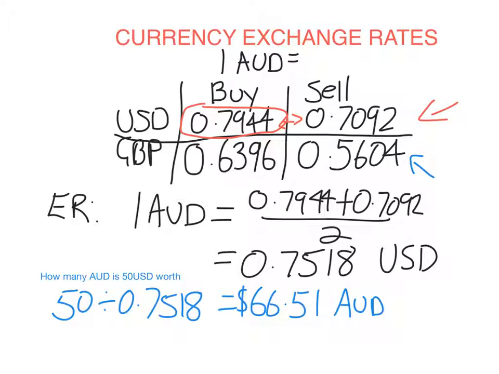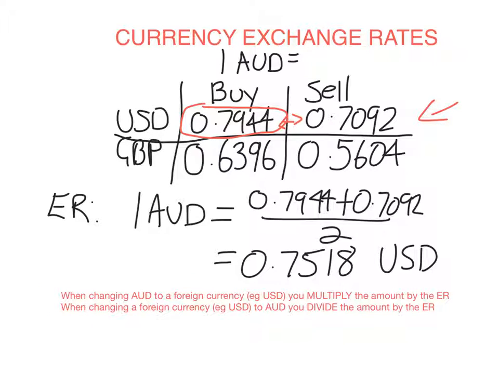I'm going to write that up for you. Pause the video and copy it down if you'd like. So this bit in red down the bottom says exactly what I just said. If you're starting with AUD, Australian dollars, and you want to change to another country's currency, you multiply by the ER, which is exchange rate, and you divide by the exchange rate when you want to start with a foreign currency and convert to AUD.